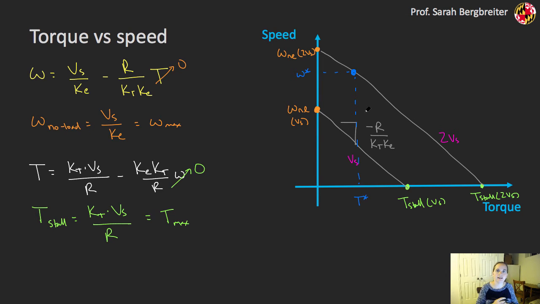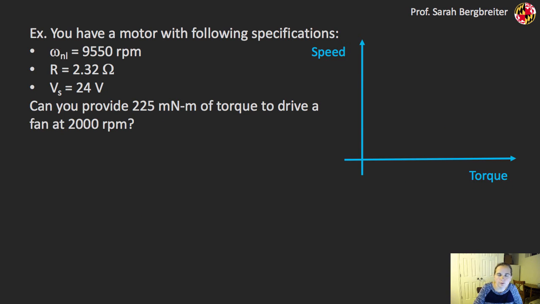If I have a higher torque applied to my motor, if I'm trying to drive a bigger load, then I'm not going to be able to drive it as fast. And similarly, if I'm trying to drive something really fast, I'm not going to be able to support as high of a load on my motor. Let's go through a quick example where we look at that trade-off.